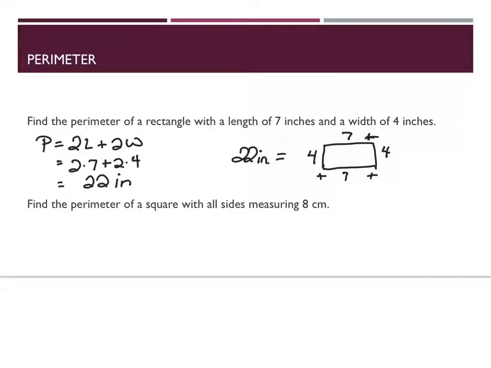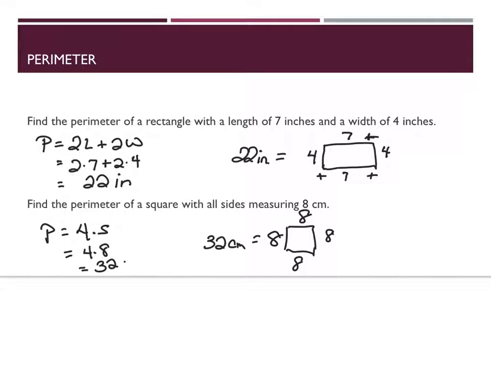If I want to know the perimeter of a square, the square means all 4 sides are the same. So if one side is 8, all sides are 8. I can add up my 4 8s, and that would give me 32, and this unit is centimeters. Or if I look at my formula, the perimeter of a square is 4 times whatever a side is. In this case, it's 4 times 8, still gives me 32, and again my unit is centimeters.